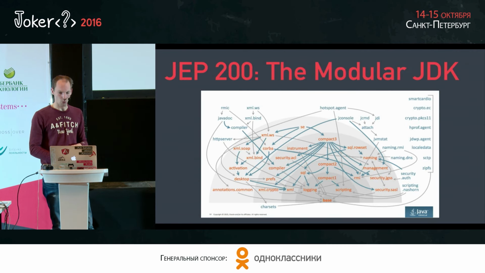So what about the modular JDK? What does it look like? And this is a very scary picture when you see it first, because there's lots and lots of names and lots of arrows. But at the same time, that's also the really great point about this picture. We actually know now which components in the JDK actually have dependencies to each other.